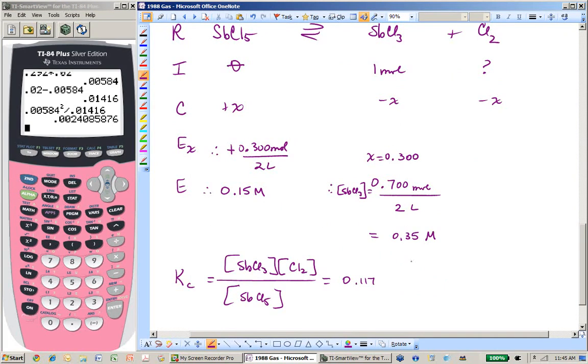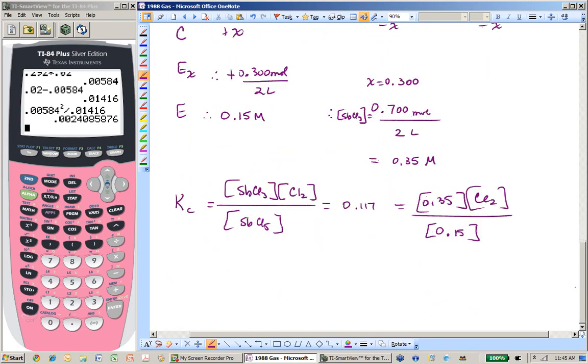Sorry, that's a Texas expression. I slip every once in a while. So that's really equal to 0.35 times the Cl2 that I seek over 0.15 when I put all of this in molarity the way Kc is supposed to be done. So the trick on this one is they're annoying me by having to go back between moles and molarity.